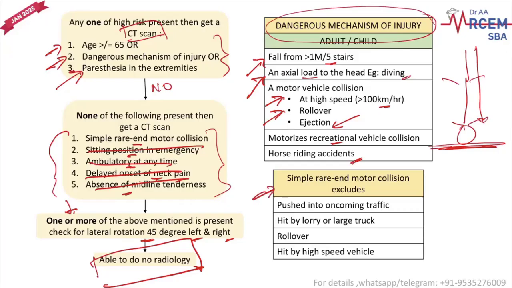Simple rear motor vehicle collision doesn't include the rest of these things. If it is not one of these, then you can consider it a simple rear motor collision. But if pushed into oncoming traffic, it's not a simple rear motor collision. Hit by a lorry or a large truck, no. Rollover, no. Hit by a high speed vehicle, high speed means 100 kilometers per hour, then it is not a simple rear motor collision.